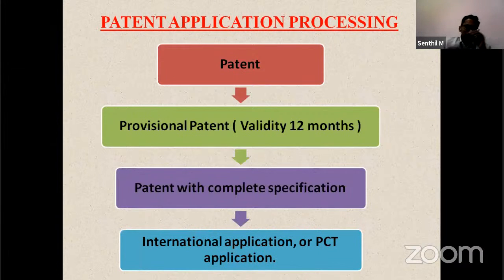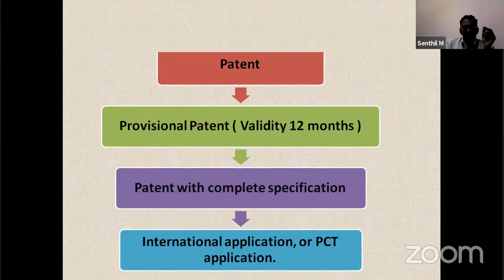And if you think your product is capable of commercializing, or if your process is viable in other countries, you may have to go for an international application. So at the patent office, first is the provisional patent. Let's see what a provisional patent is.